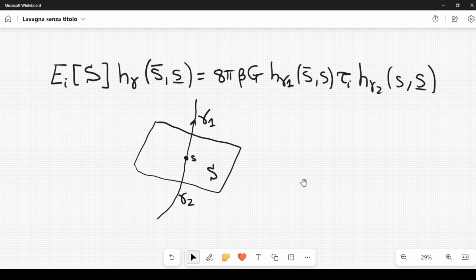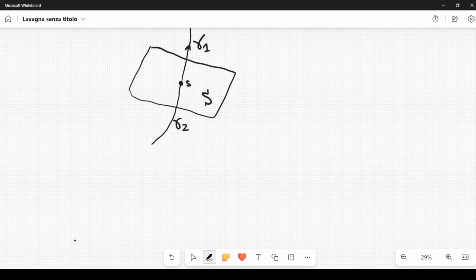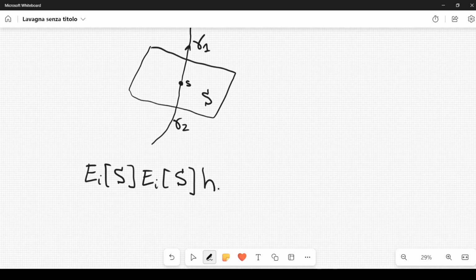Then we also derived another important result, which is the following. So we acted with E_I of S, the surface S. Then we have another E_I of S. And now I'm assuming that I'm summing over I because this index here is repeated. So you have to sum over I. And then we act with E_I on H_γ, the holonomy, S overlined, S underlined, and what we derived is the following result.